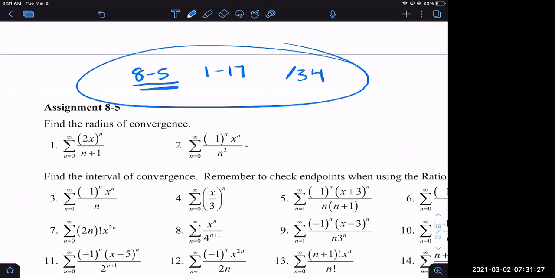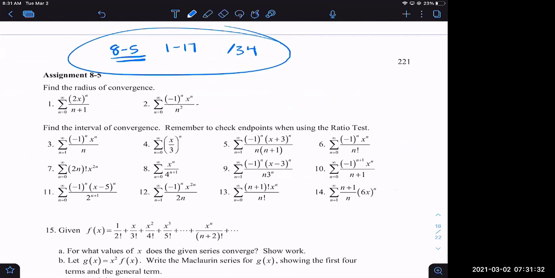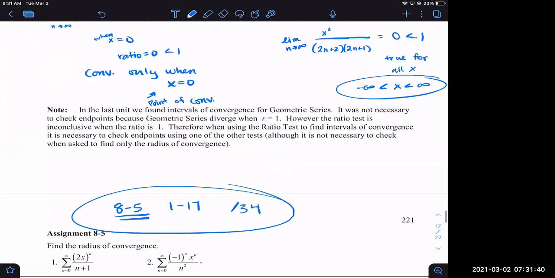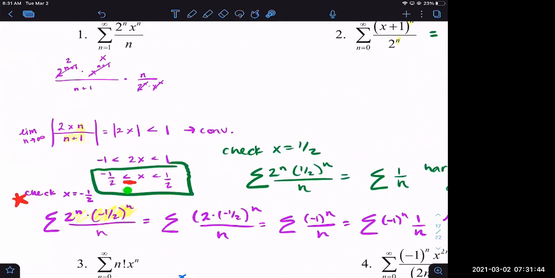I want to mention one thing. They ask us for a radius of convergence. The difference between a radius of convergence and an interval of convergence is that a radius of convergence is easier. Like on number 1, when we do an interval of convergence, we have to check the endpoints. If I was just asked to find the radius, the radius of convergence is a half.